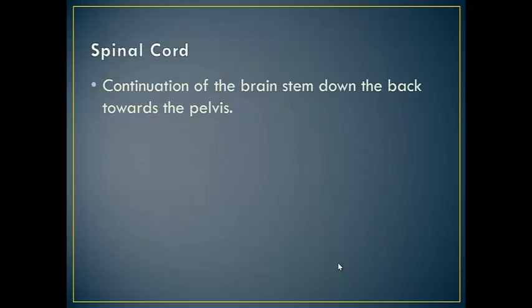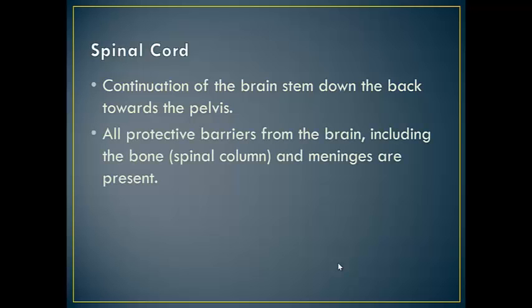Okay, so the spinal cord really is just a continuation of the brain stem, and it takes you all the way from the nape of your neck towards the pelvis region, towards the bottom. Its protective barriers include the bone, what we call our spinal column, and then, of course, the meninges. The meninges are also found in the spinal region, so they're not only covering the brain, they're actually wrapping around the spinal cord as well.